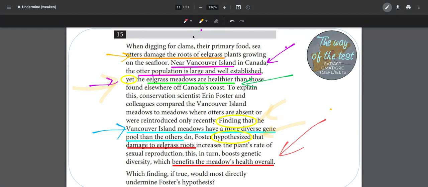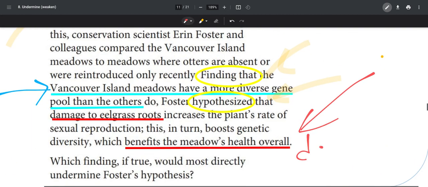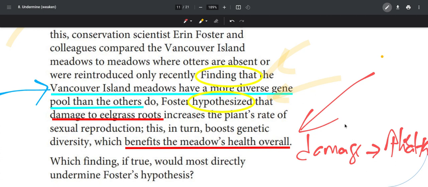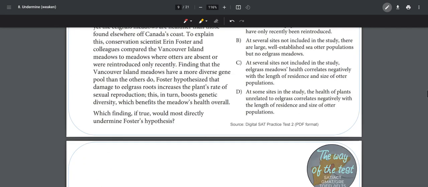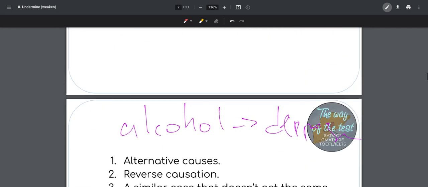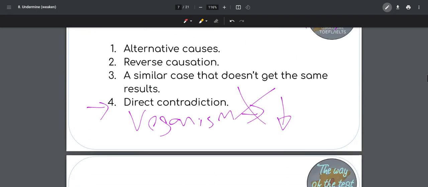Okay, so what do we have? What is the conclusion? The conclusion is, I'm going to make it smaller so it fits. So the conclusion is, you have damage, right? And the damage increases the health. That's the conclusion. Damage increases the health. Before we check the alternatives, we're going to look for this. We have alternative causes, reverse causation, similar case that doesn't get the same result or that doesn't work, and direct contradiction. We're looking for alternative causes.